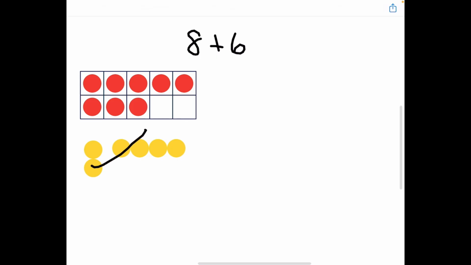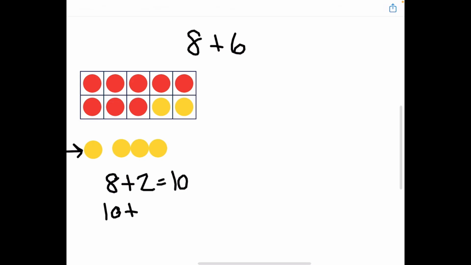So I will bring up 2 of my counters to fill up my 10 frame. So I see that 8 plus 2 more equals 10. Now, I can't forget about these 4 here, so I'm going to add them on to 10. So 10 plus 4 more equals 14. Now let's relate that to the number bond.